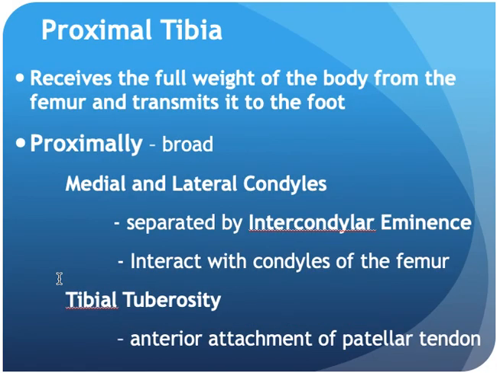So we look at the proximal tibia. It's going to receive the full weight of the body from the femur, transmits it to the foot. So proximally, it's going to be a little more broad. We're going to get these medial and lateral condyles. They're going to be separated by this intercondylar eminence, okay? And then we're going to have also this tibial tuberosity sort of proximally. So that's this big bump on the front part just below your kneecap.